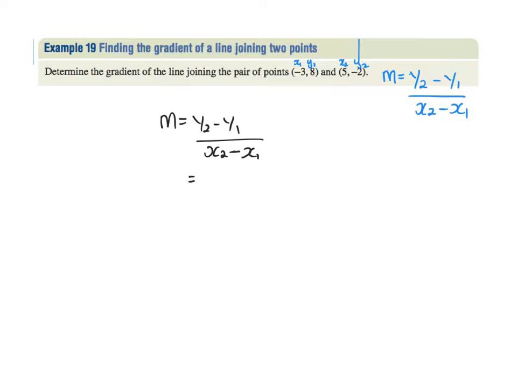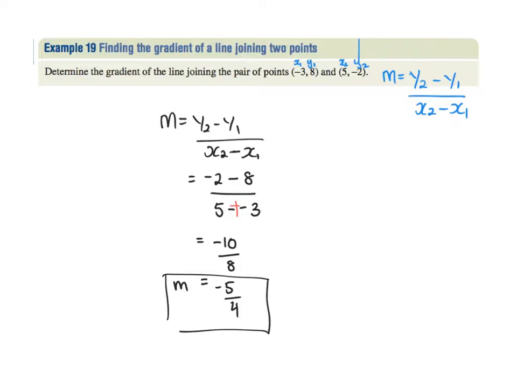All right, so y2 for me was -2 minus y1, which is 8, and x2 was 5 minus my x1 was -3. So this is where you've got to be really careful. So -2 minus 8 is -10. Now this one in here, when you have a minus taking away a minus, that becomes a plus, okay? So really we've got 5 plus 3, which becomes 8. You should simplify that. So 2 goes into that, 5 and 4. You would leave your answer like this. A fraction answer is an exact answer and a better answer.